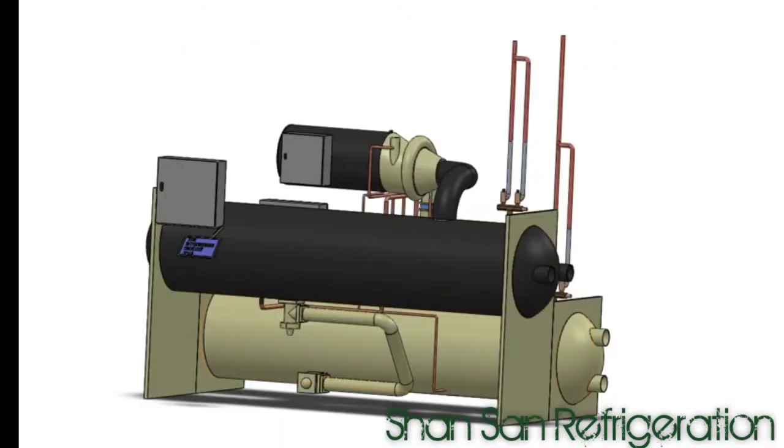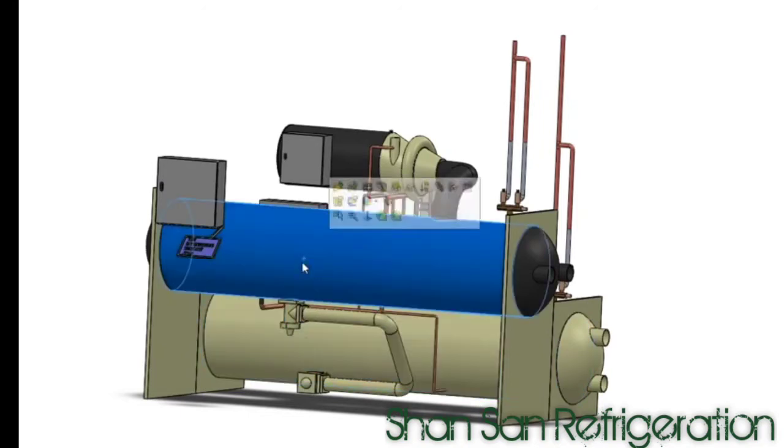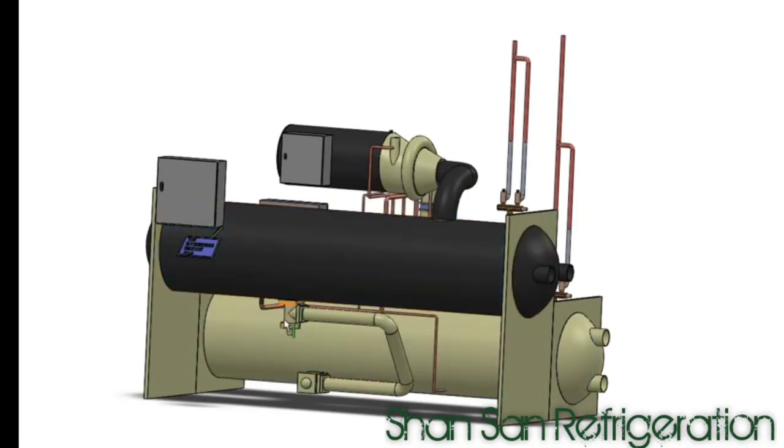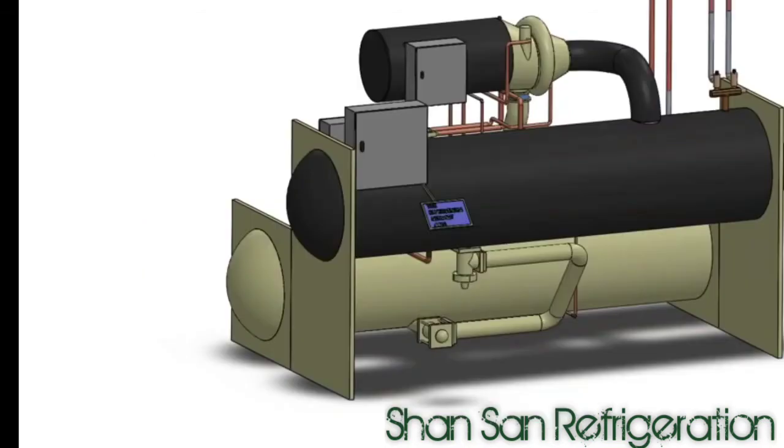chiller. Now the expansion valve is located between the condenser and the evaporator, and in this version it is located just here. So in this video we're going to look at the three most common types of expansion valves in typical modern chillers, that being the pilot operated thermal expansion valve, the thermal expansion valve, and also the electronic expansion valve. But first, what does an expansion valve do?